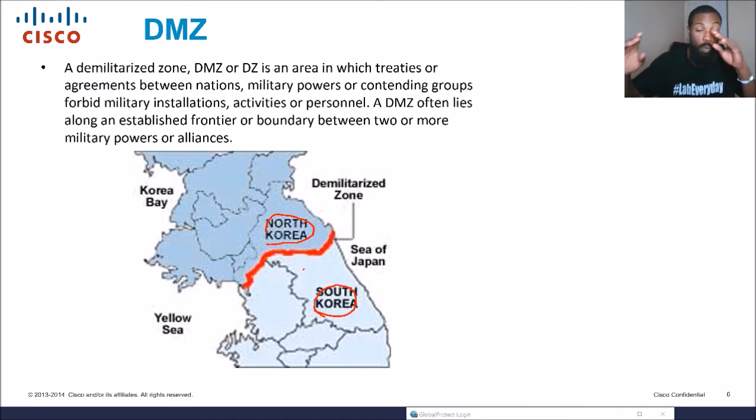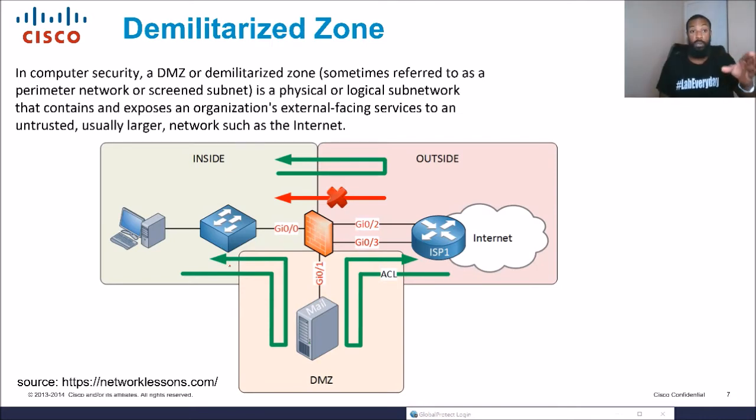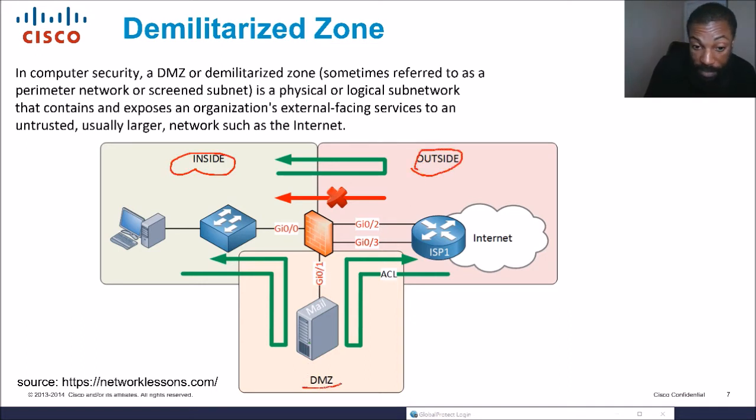So now, how does this relate to network security, right? Well, a DMZ in computer security, a demilitarized zone, sometimes referred to as a perimeter network or screened subnet, is a physical or logical subnetwork that contains and exposes an organization's external facing services to an untrusted, usually large network such as the internet. So remember, we said we've got the inside network, and then we also got the outside network, right? Well, between the two, we've got the DMZ, right?